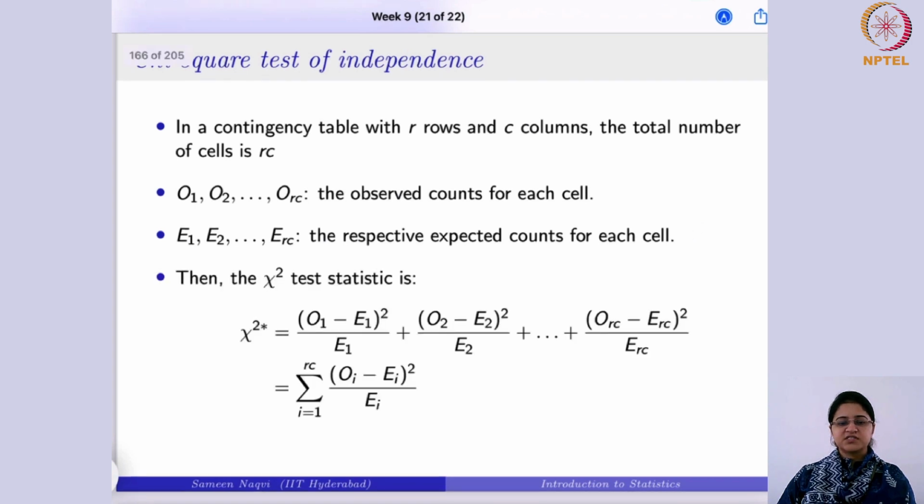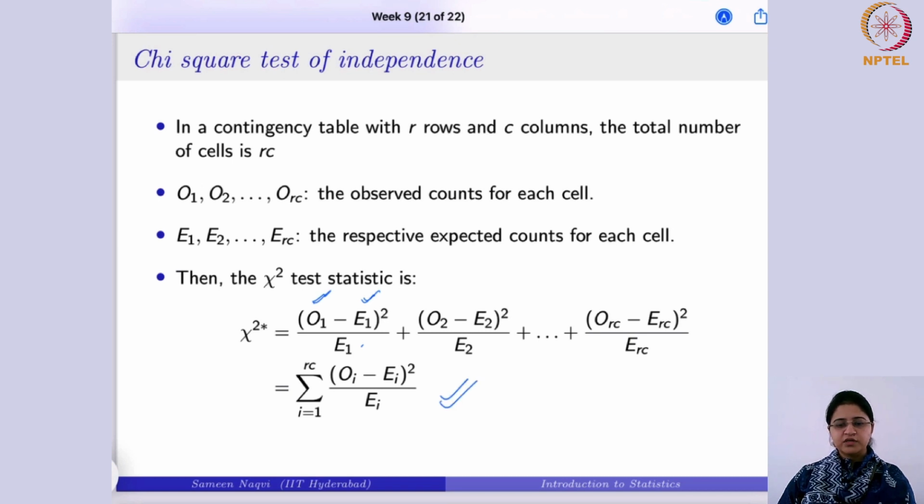Then the test statistic, that is the chi-square test statistic, is: you have to consider the first observed count, subtract the expected count, take the square and divide by the corresponding expected count. Likewise, you will do for all the cells, and finally what you get is this summation over here.